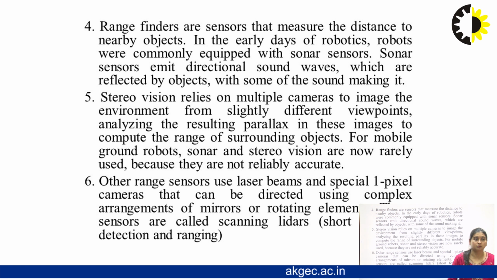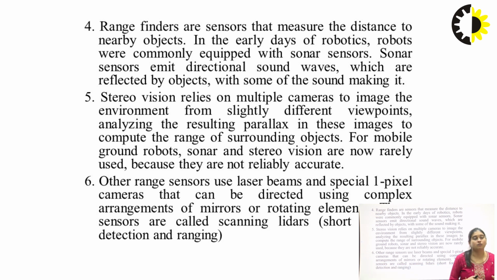Now, there are some terminologies like range finders and stereo vision. Range finders are sensors that measure the distance to nearby objects. In the early days of robotics, robots were usually equipped with sonar sensors. Sonar sensors emit directional sound waves which are reflected by the objects, with some of the sound making it back.